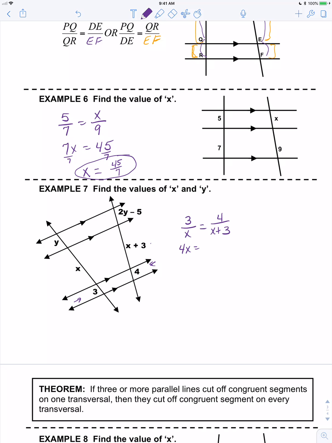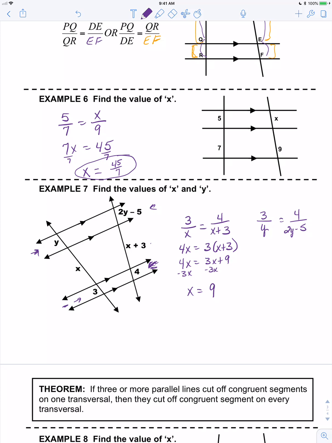So 4x is equal to 3 times the x plus 3. So 4x is equal to 3x plus 9. Subtract the 3x from both sides, you get x is equal to 9. So then, again, this is the information you know, so you want to make sure you set that up to solve for the y. So we're going to say this should be proportional to the y, as 4 is proportional to the 2y minus 5.